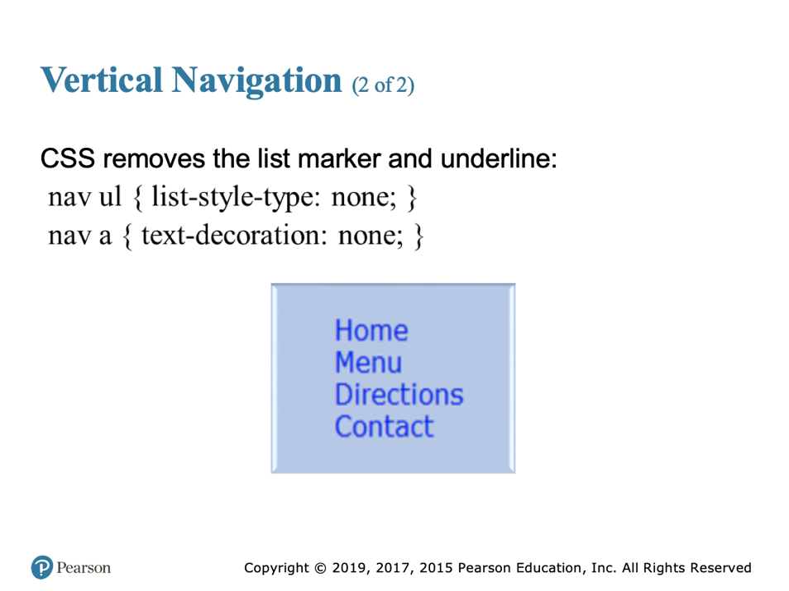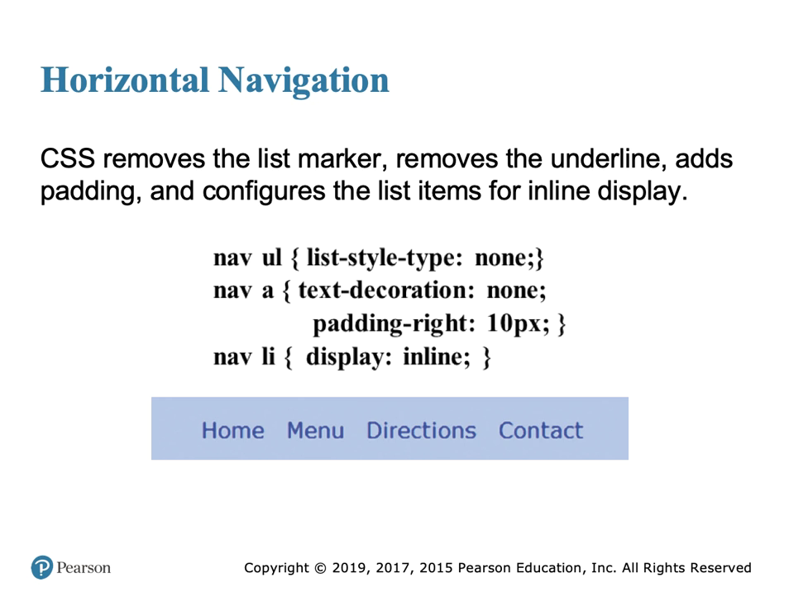CSS can be used to remove the list markers or bullets and to remove the underline from the A tag. List style type none will remove the bullets, and text decoration none will remove the underlines from the A tags. You can make the navigation display horizontally by using display inline on the list items. Padding right has been added to the A elements to add a little space between them.